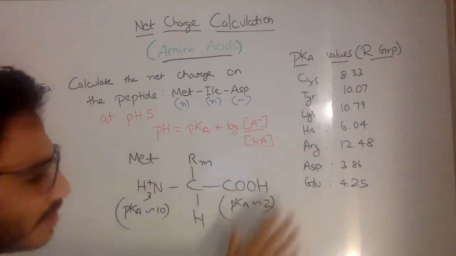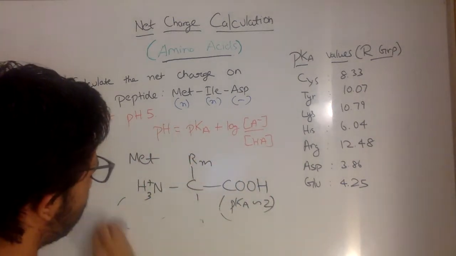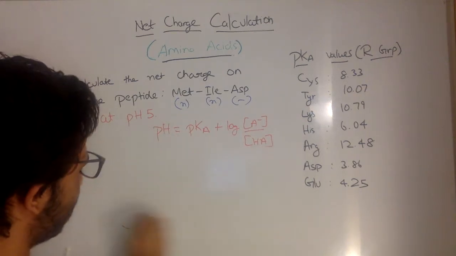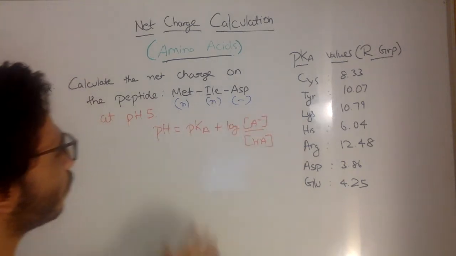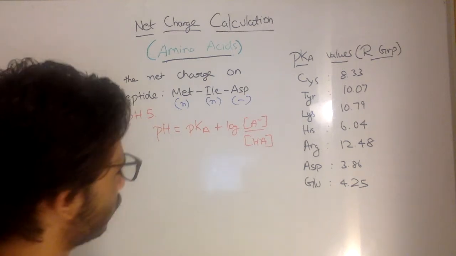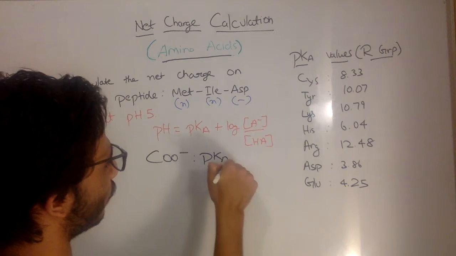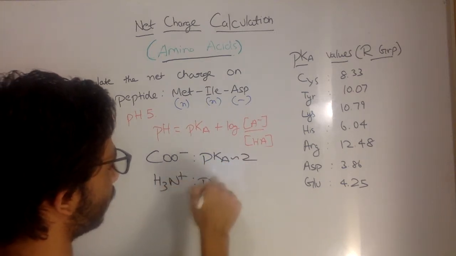Okay, so this is the basic idea. Now let's look at the problem that we are given. In this case we have methionine, isoleucine and aspartic acid. As I told you, between that range 2 and 9, the carboxy terminus has a pKa of around 2 and the N terminus has a pKa of around 10.